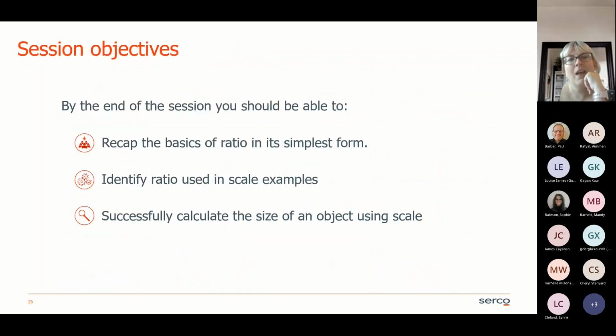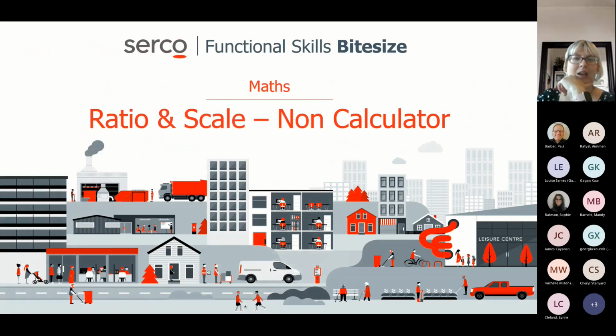So hopefully by the end of our session, we had a quick recap on the basics of ratio in the simplest form. We identified ratio used in scale examples, and you successfully calculated the size of an object using scale. You did, I didn't, however, but well done everybody else. So that concludes our bite-sized session on ratio and scale.